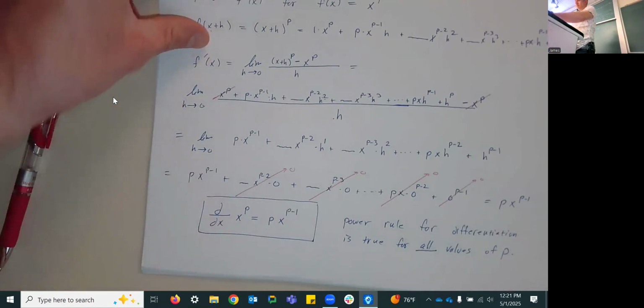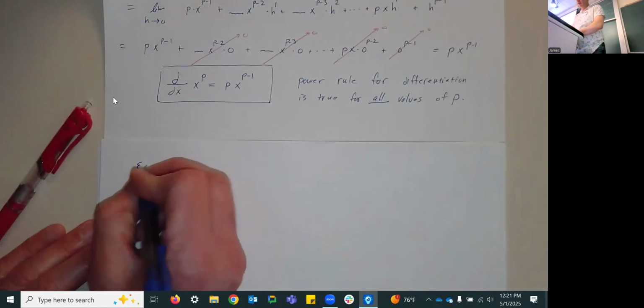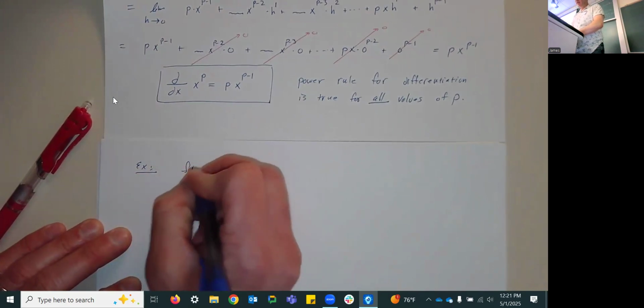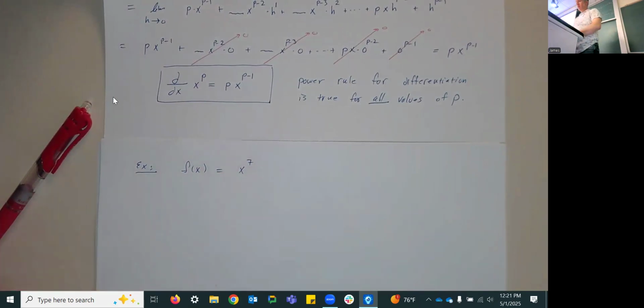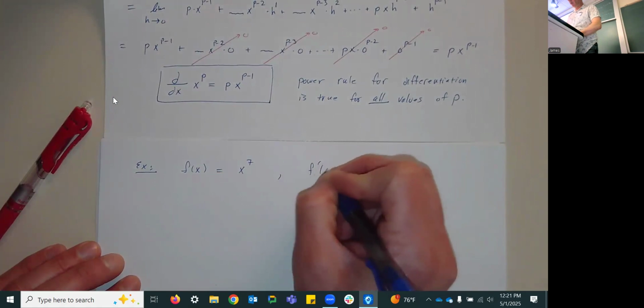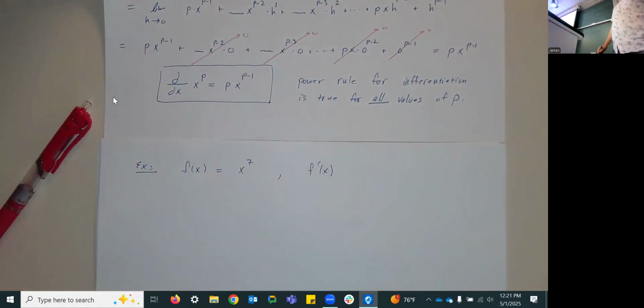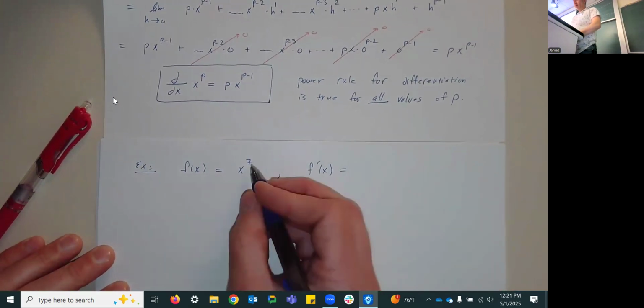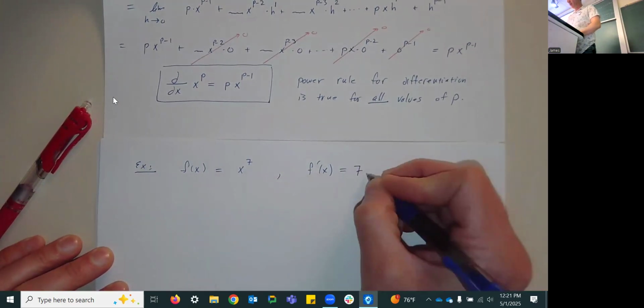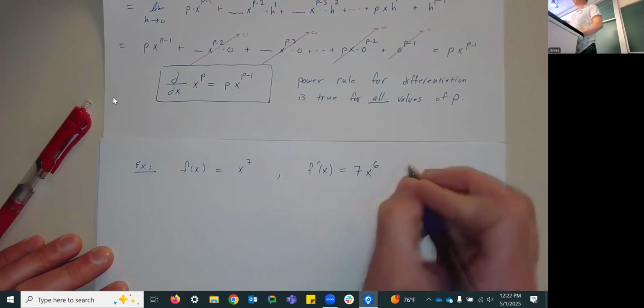So for example, I could say f of x is x to the 7th power, and instead of doing it the long way, you all could tell me that the derivative is, well, write it down. My old power was 7, my coefficient now is 7, and my new power is 6.